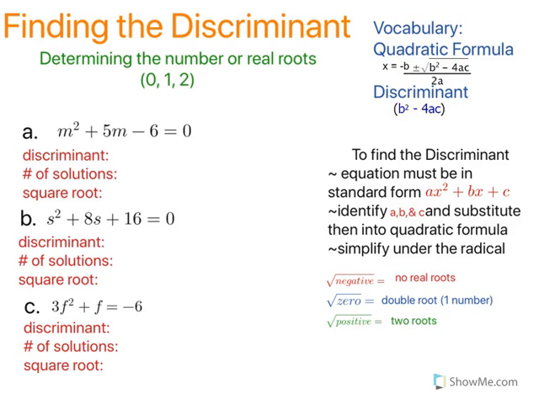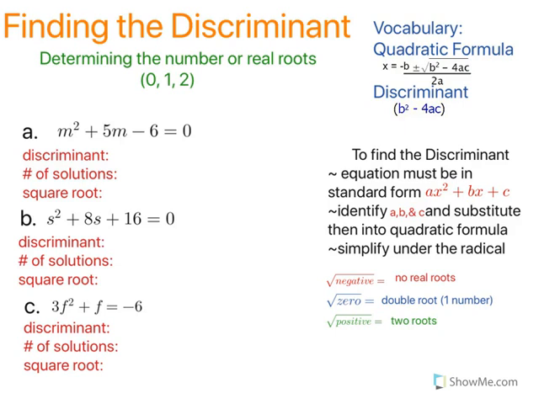Now when we're simplifying, if we end up with the square root of a negative number, that's going to tell us that we have no real solutions or no real roots. If we're taking the square root of 0, that would mean that we have a double root, or just one answer. And if we're taking the square root of a positive number, that means the discriminant is positive, that tells us that we have two distinct roots or two different solutions.